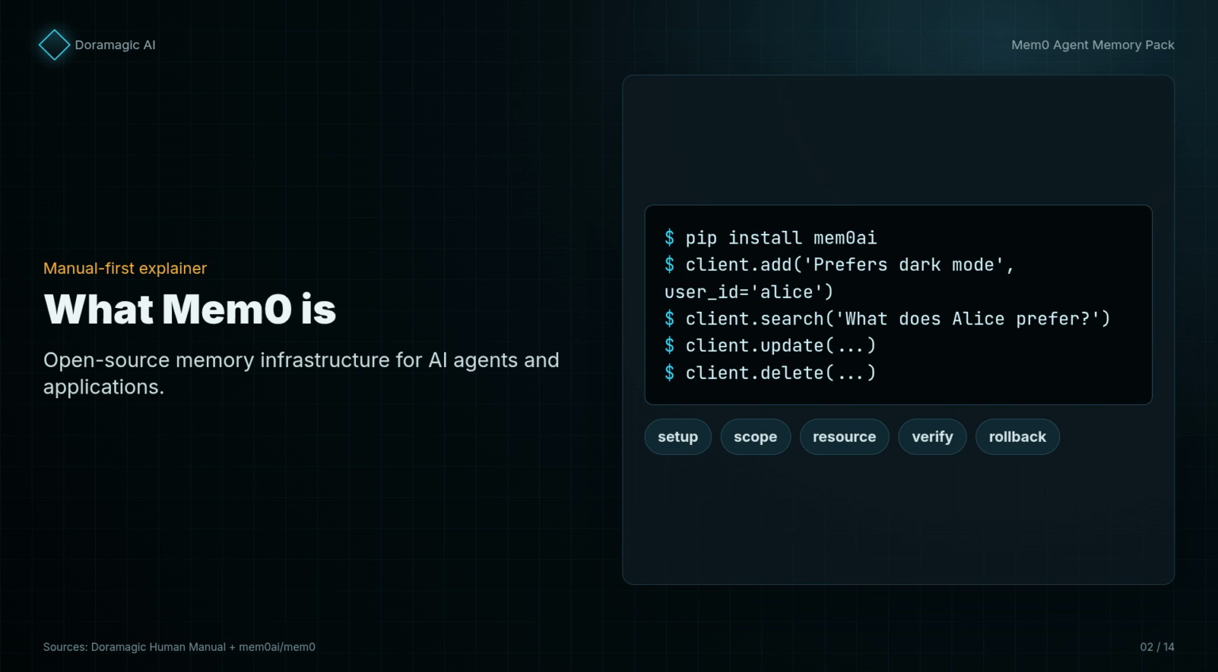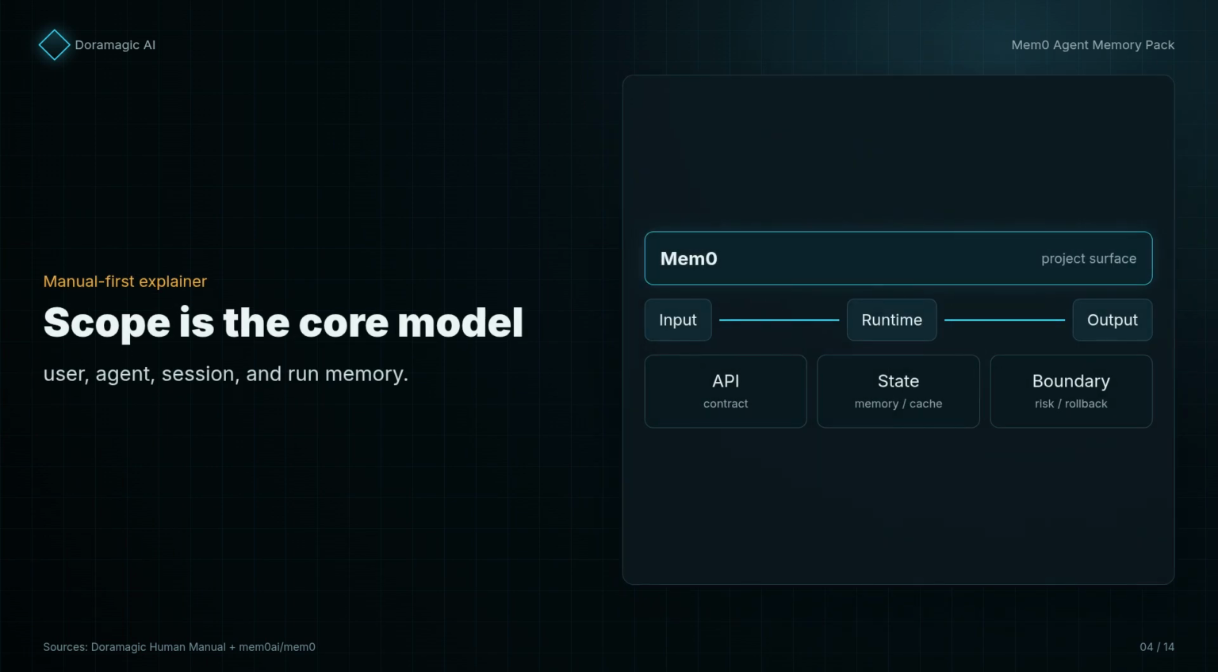The core idea is scope. Mem0 separates memory into levels such as user, agent, session, and run. User memory is for long-lived preferences or facts about a person. Agent memory is for information relevant to a specific agent. Session memory is temporary context for one conversation. Run memory is tied to a particular execution.